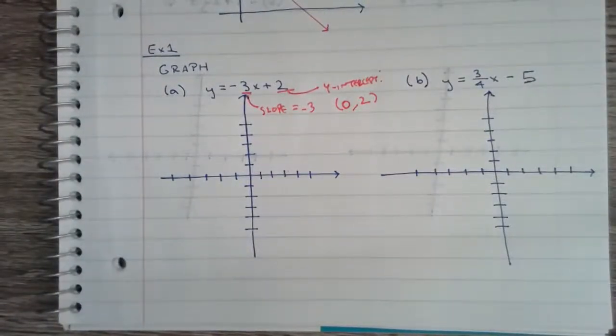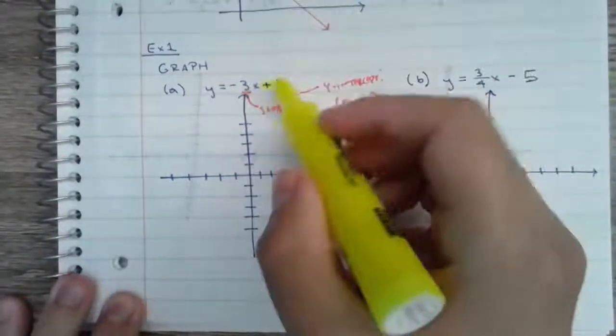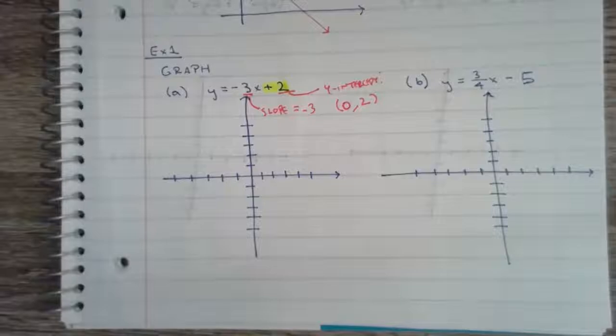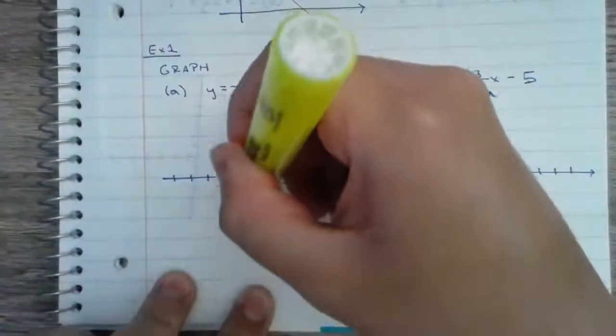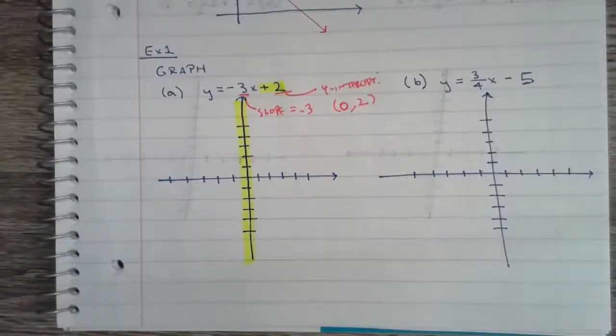Now, here's what I recommend. First, I'm going to highlight my y-intercept right here. It's plus 2, so make sure you highlight that sign right there. I also highlight my y-axis. Why do I do that? Just to be able to figure out where to graph my y-intercept.